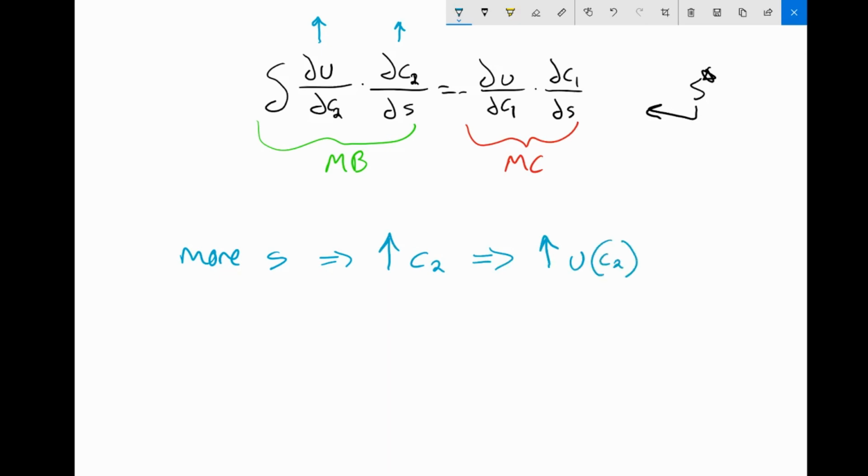So the marginal benefit is all of the benefit, all the value that I get from consuming in the future. The marginal cost is what I lose in the present. The more I save, if I save $1 more, I consume less today. And if I consume less today, then overall I will experience less utility today. So more S implies less current consumption, which implies lower current utility.